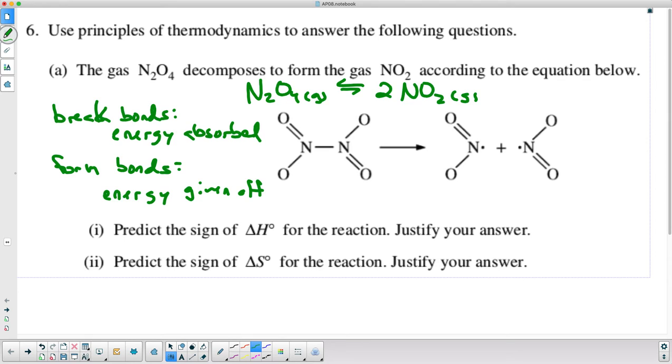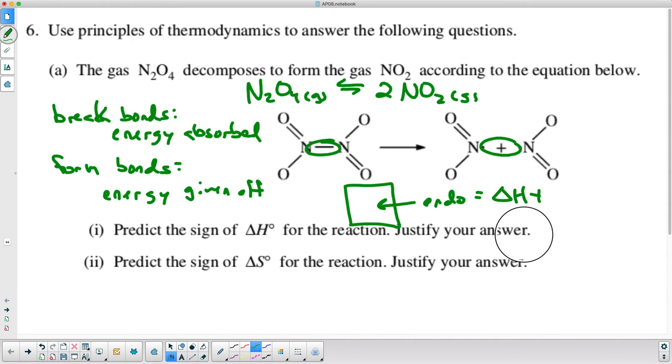So in this case, the reason why they gave you the structure is so that you could identify what's going on. Are we breaking bonds or are we forming bonds? Clearly, here is a bond between nitrogen and nitrogen, and when it breaks apart like this, you have to put energy into the system. So that would be energy going into the system, which means endothermic, which means a delta H that is positive. Okay, a positive delta H.